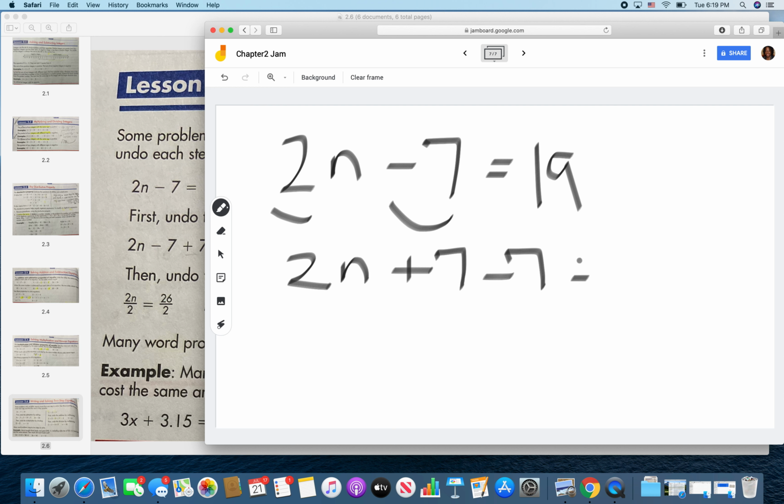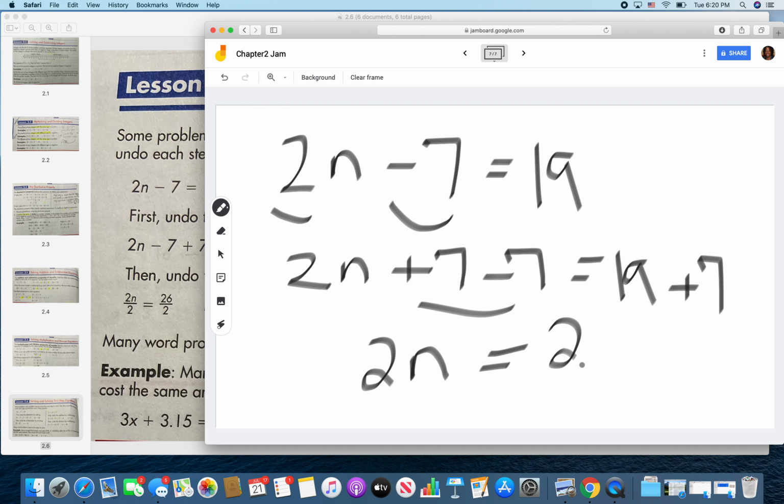And I know if I do it to this side, I must also do it to the right side. So if I do that, this term goes to, correct, 0. So we copy down the terms. 19 plus 7, correct, 26. So now, that was the first step. That was step 1.